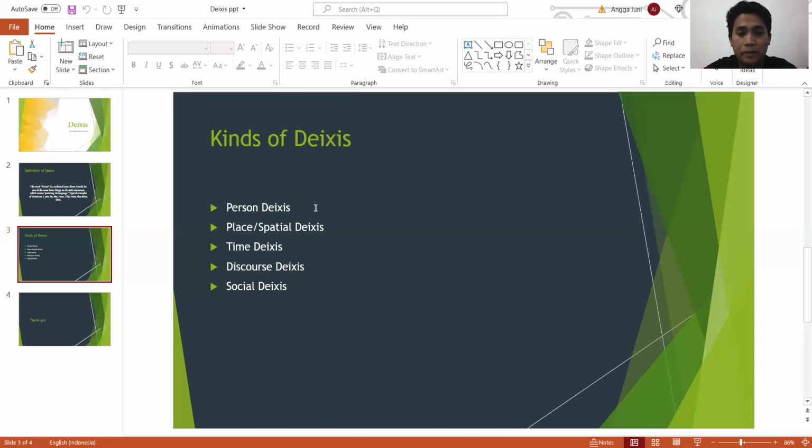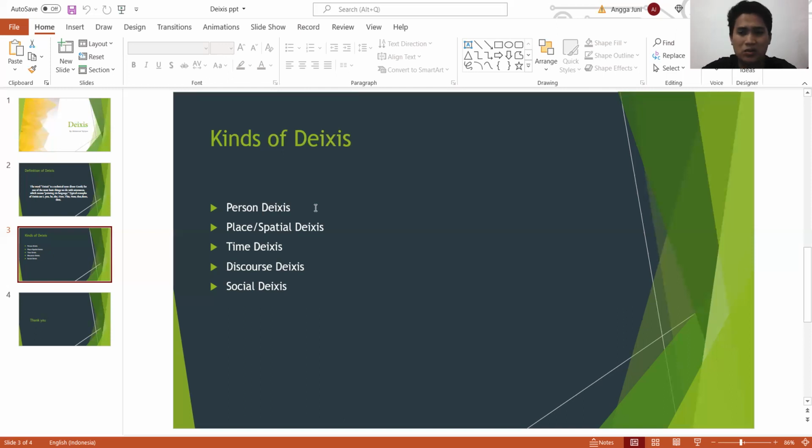And also the third kind of deixis is time deixis. Time deixis is when we are pointing at the time without telling the time itself, such as the words now, later, today, tonight, or in the morning. But in the morning is quite specific already. If we talk about now, if we talk about later, for example, now you can go.